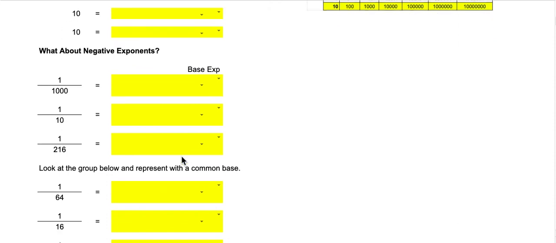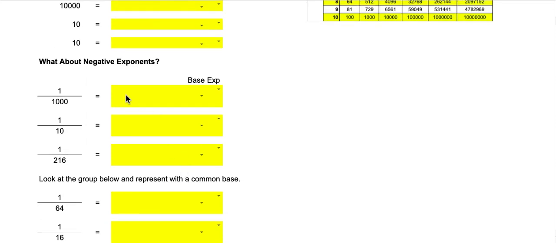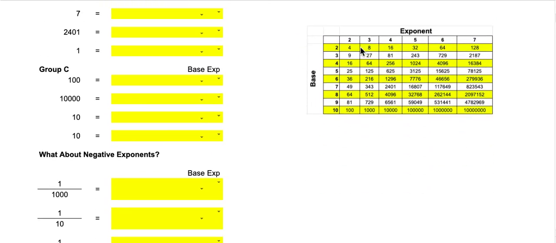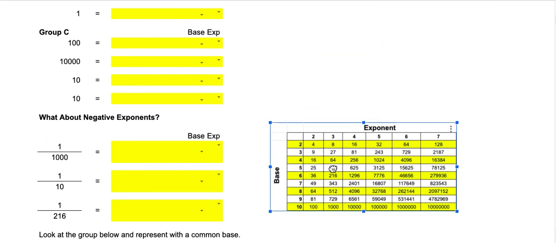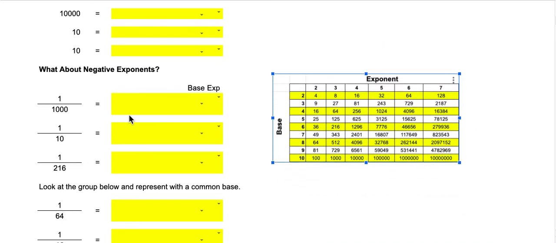Last one we'll do is we'll look at some negative exponents, okay? So first thing here, 1 over 1,000. So I look up 1,000 in my chart. There's 1,000 in my chart. So if I have 1,000, I have to find 1,000 somewhere. There it is. It's a base of 10. So 1,000 base 10. So it's 10 to the 4th is 1,000.